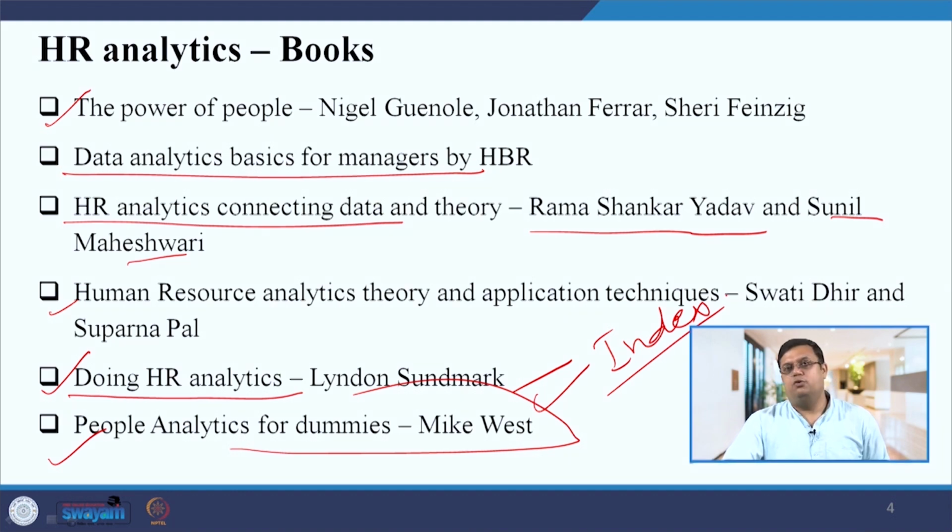I hope you now have a basic understanding of which books you can refer to. I request you, if you are doing this course, any one of the books you can take and follow as per your choice, whichever book you like, and read more to have an in-depth understanding of HR analytics.